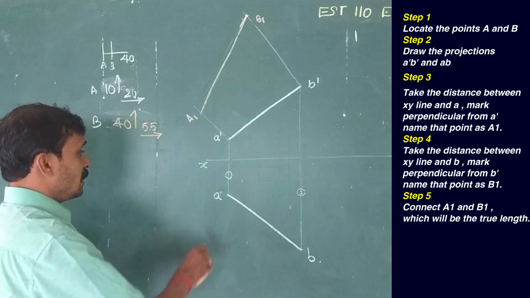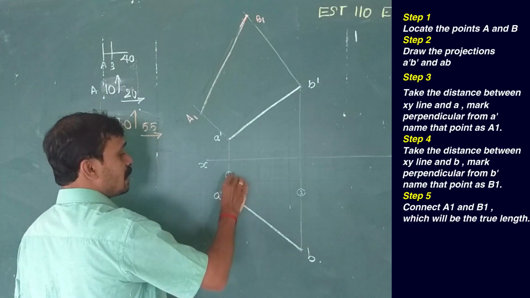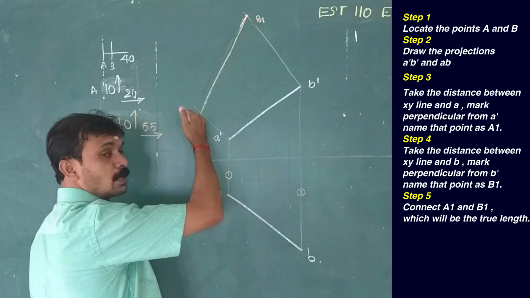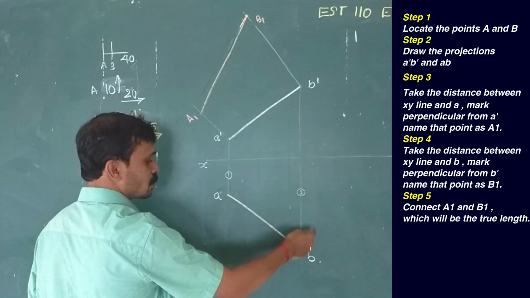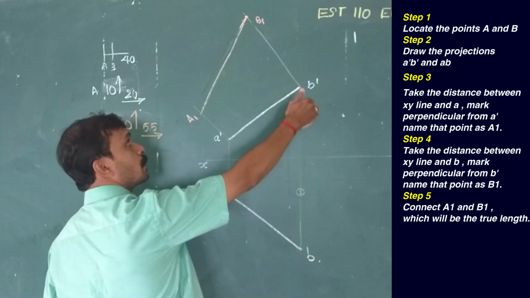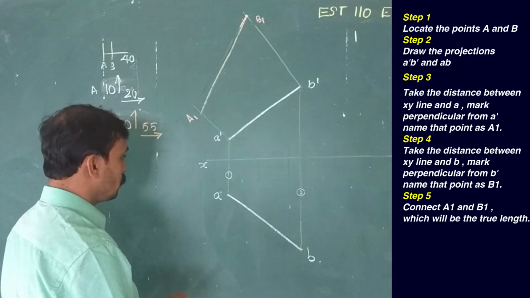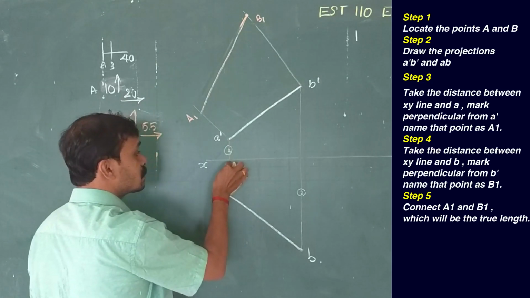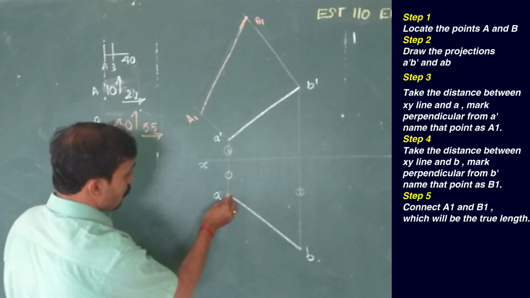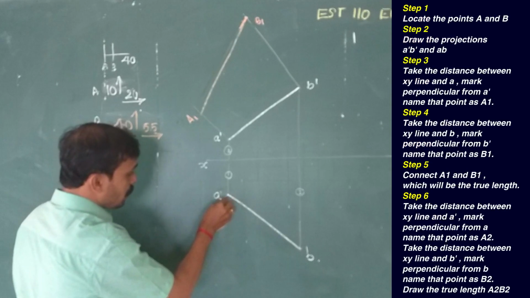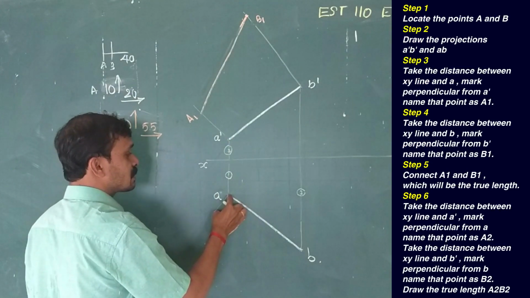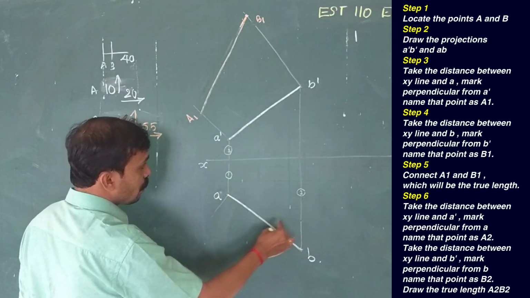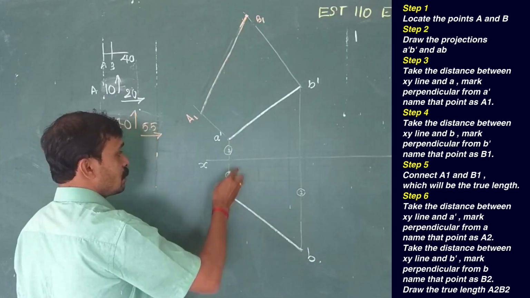So the method is: take the distance between xy and A, mark it on the perpendicular through A dash. Take the distance between xy and B, mark the distance on the perpendicular through B dash. Now, take the distance between xy and A dash, mark it on the perpendicular here. This distance can be marked either in this direction or in this direction.